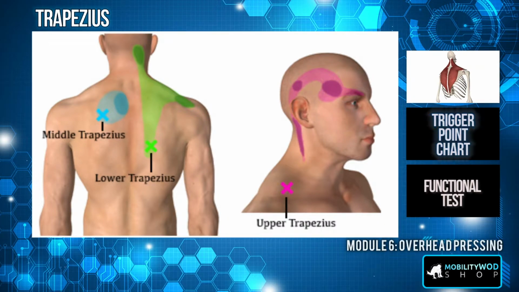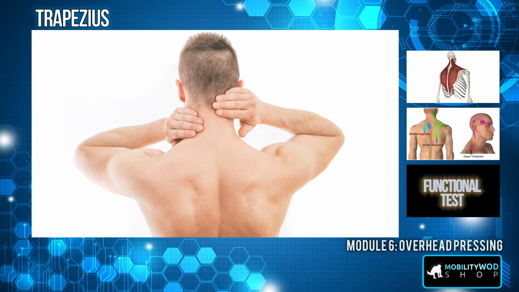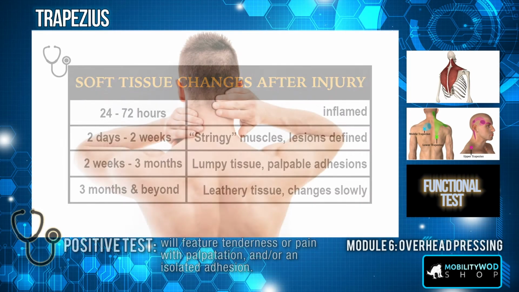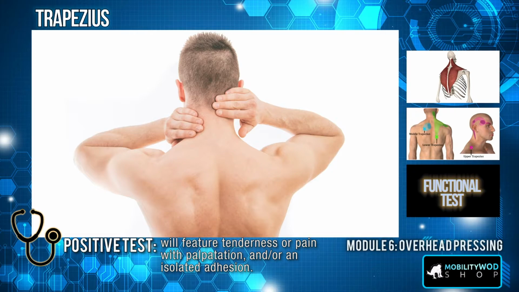The trapezius is the outermost muscle in the back, so you should attempt to feel around it yourself. Use a flat hand to feel the superficial tissue, looking for tender areas or changes in texture. Use the graph on page 15 so you know exactly what to feel for. A positive test will feature tenderness or pain with palpation, or you might even find an adhesion that matches the description on page 15.